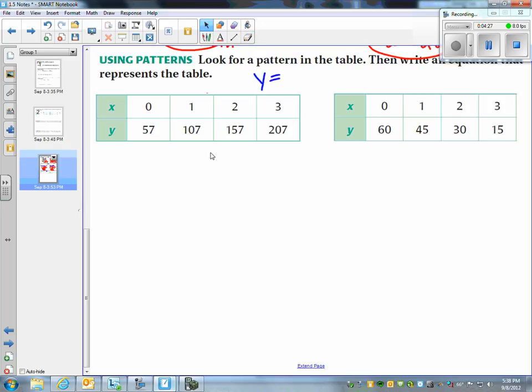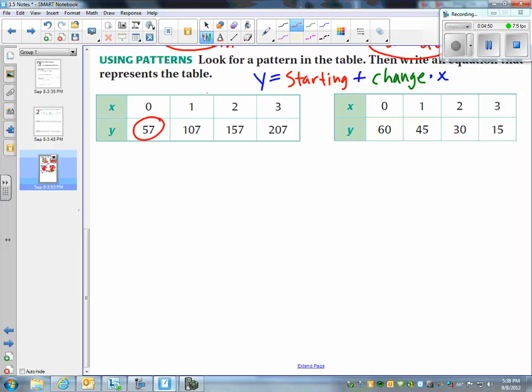So y equals your starting number plus your change, how much you're changing, I'll talk about that in a second, times your x. So for this one, our first one, our starting number is 57 because that is next to the 0. So we just write 57.